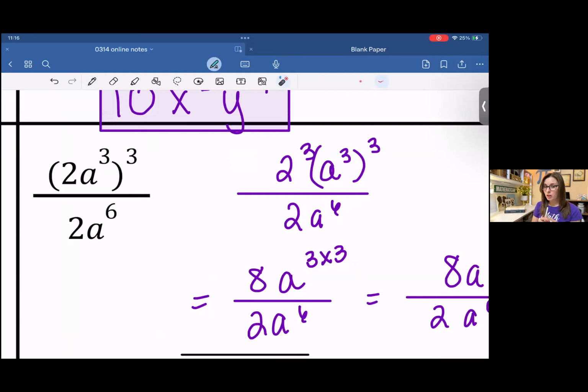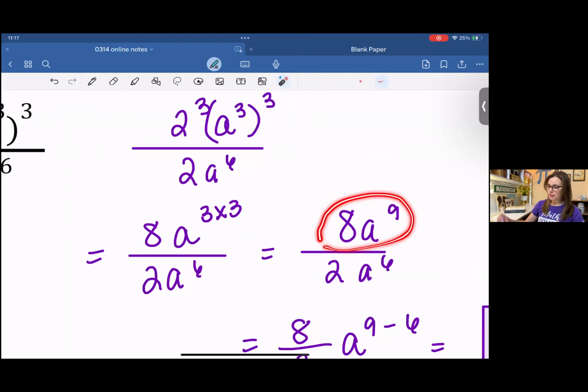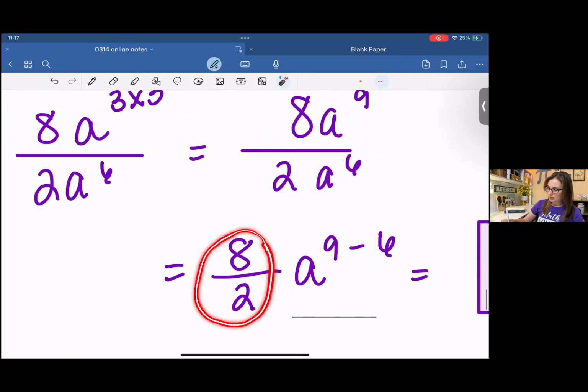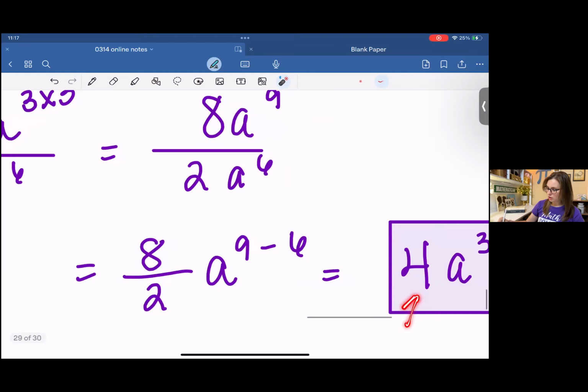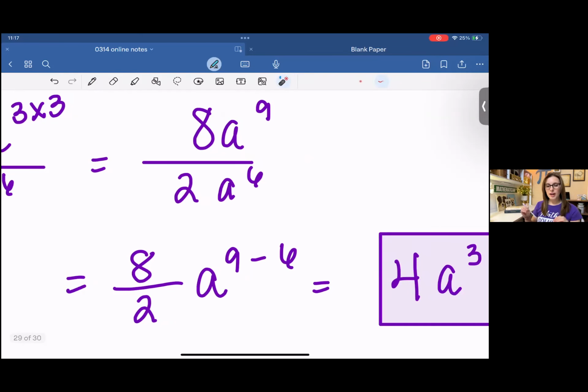So be very careful there. I have a lot of students write 6. It is not 6. 2 to the third is 8. And then I have power to a power means multiply. And then I simplified that to get 8a to the 9th. The denominator didn't need any simplification, so I just left that. And then I broke it up into 8 divided by 2. That's the coefficients, which is 4. And then I have subtraction here, 9 minus 6, because of the division. And I get 3. So my final answer is 4a to the third.